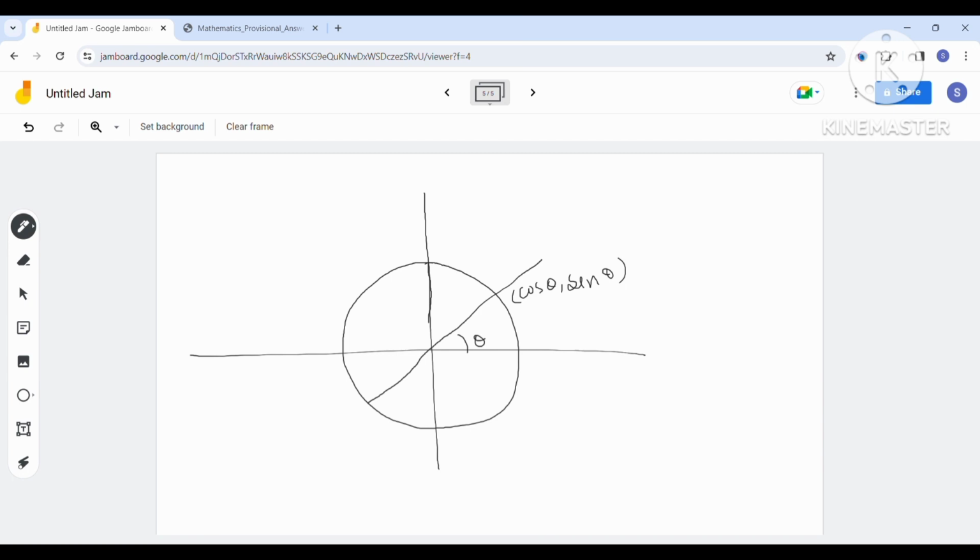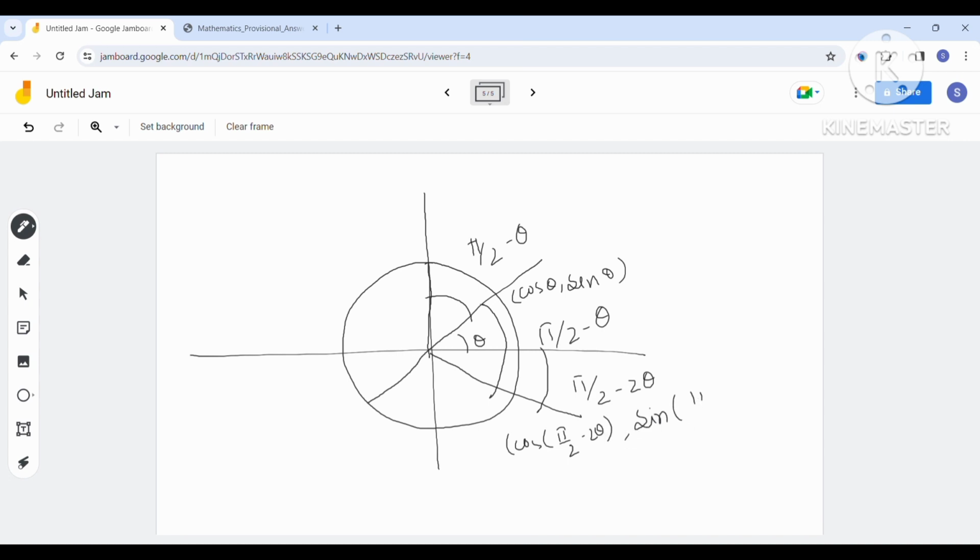Now if you see this line, this angle will be pi by 2 minus theta. So this angle should be pi by 2 minus theta. Then this angle should be pi by 2 minus 2 theta. Then this will be cos pi by 2 minus 2 theta comma sine pi by 2 minus 2 theta.